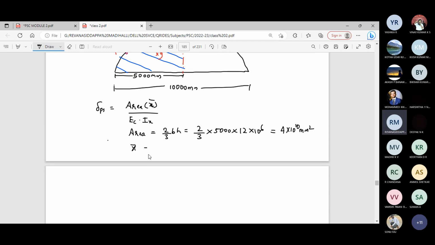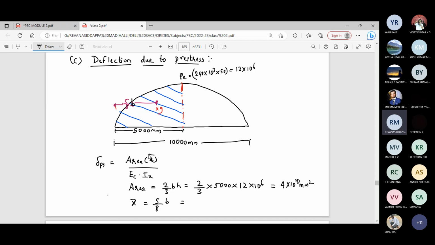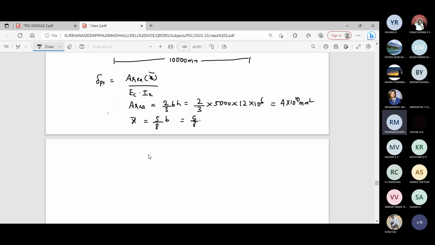Okay, the x bar is 5 by 8 of B. I will change the notation here. 5 by 8 of B, so B is 5,000. 5 by 8 of 5,000 means how much? So 5 into 5,000 divided by 8 is 3125. 3125 mm. Okay.